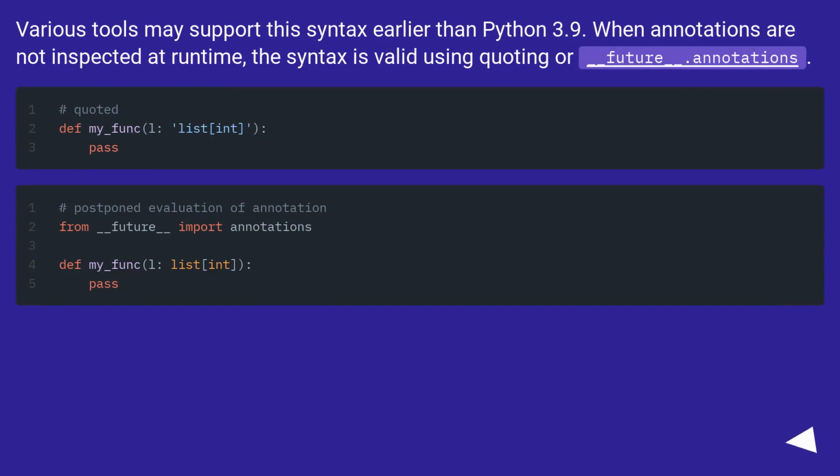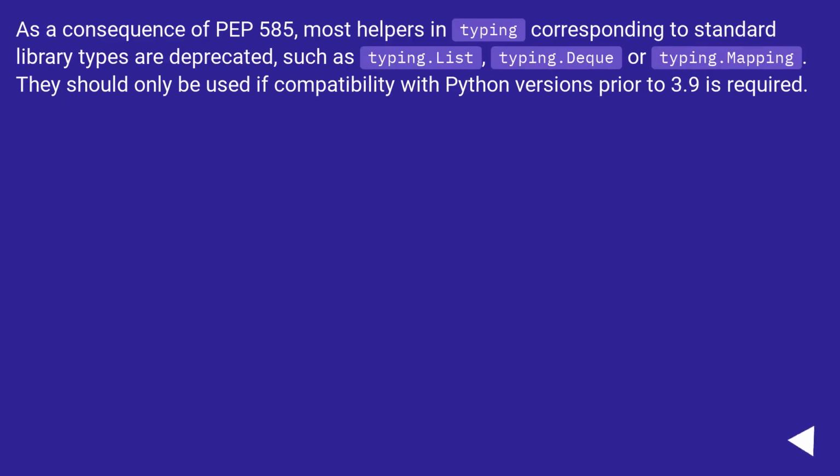When annotations are not inspected at runtime, the syntax is valid using quoting or __future__ annotations. As a consequence of PEP 585, most helpers in typing corresponding to standard library types are deprecated, such as typing.List, typing.Deque or typing.Mapping. They should only be used if compatibility with Python versions prior to 3.9 is required.